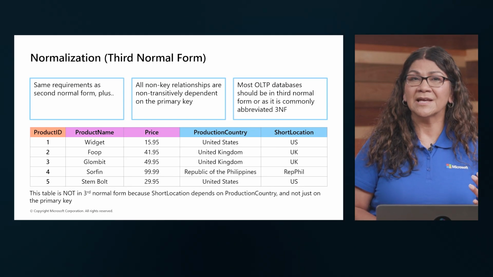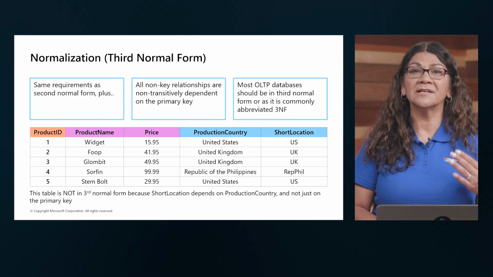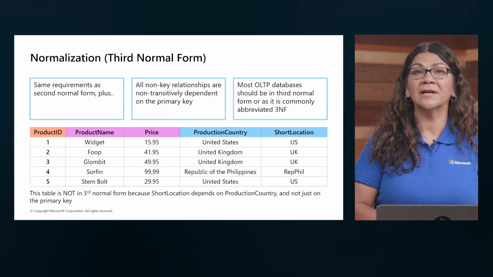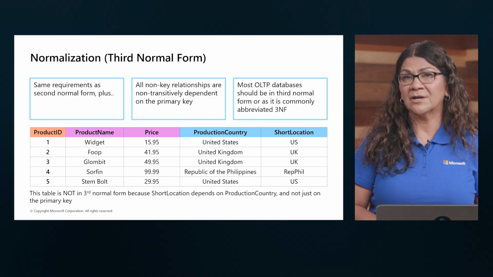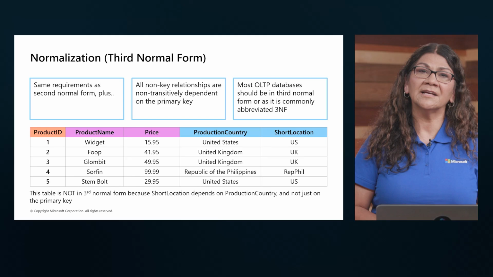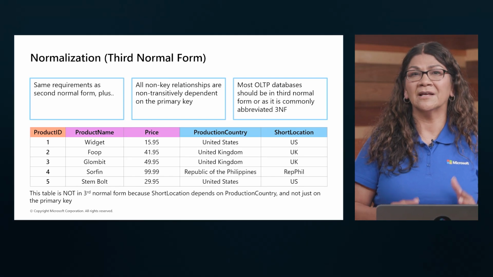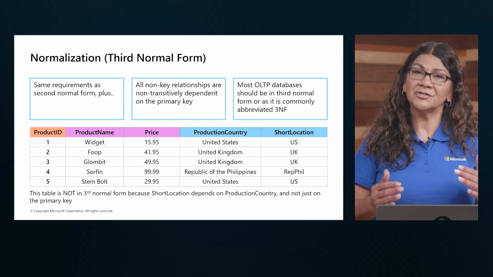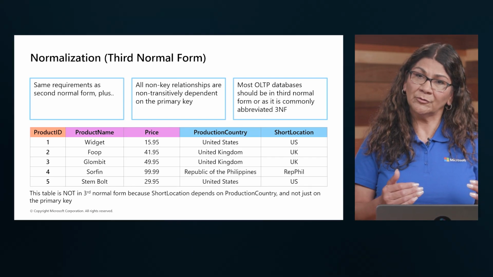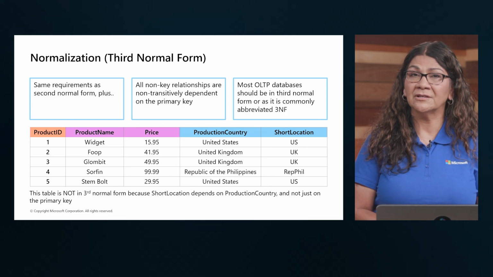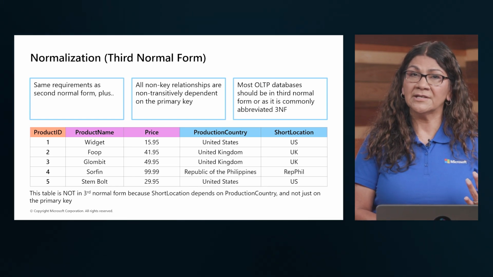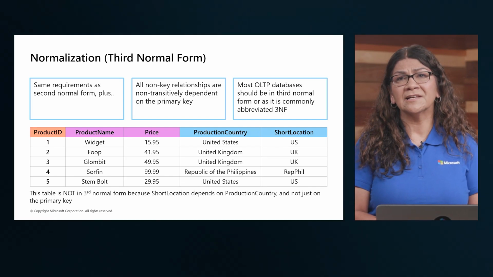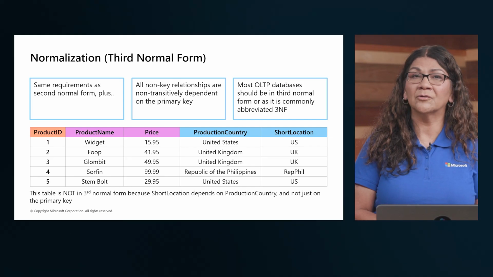The example table violates third normal form because the short location column depends on the production country rather than directly on the primary key, product ID. This kind of design can lead to redundancy and update anomalies, making it harder to maintain data integrity. Normalizing to the second normal form and the third normal form helps reduce duplication, prevent update anomalies, and improve maintainability, especially for OLTP systems where data consistency and efficiency are critical.